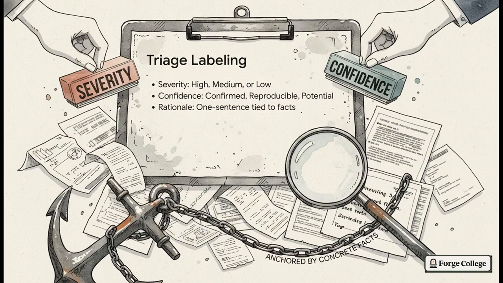You'll assign strict severity, high, medium, or low, and confidence labels like confirmed, reproducible, or potential. And these must be directly backed by the traces you collected. No guesswork, no hyperbole allowed. Every label must be anchored by a concrete, observable fact, summarized in a clear 1-sentence rationale.